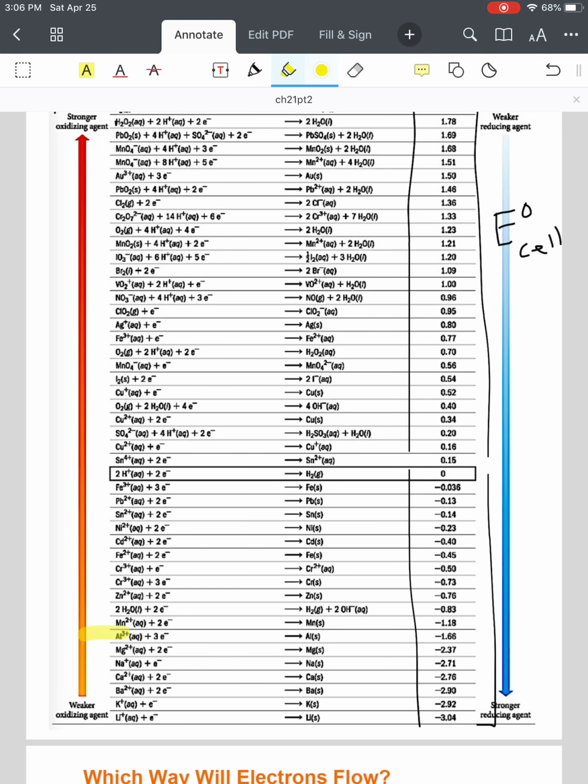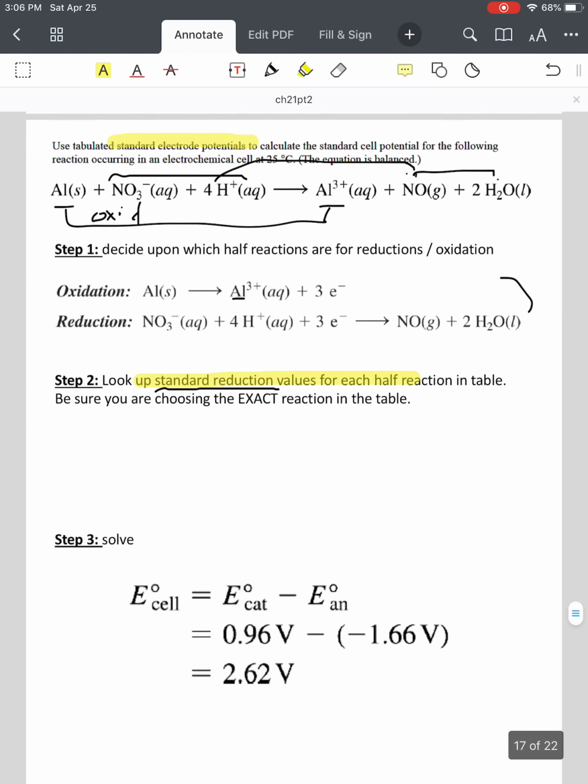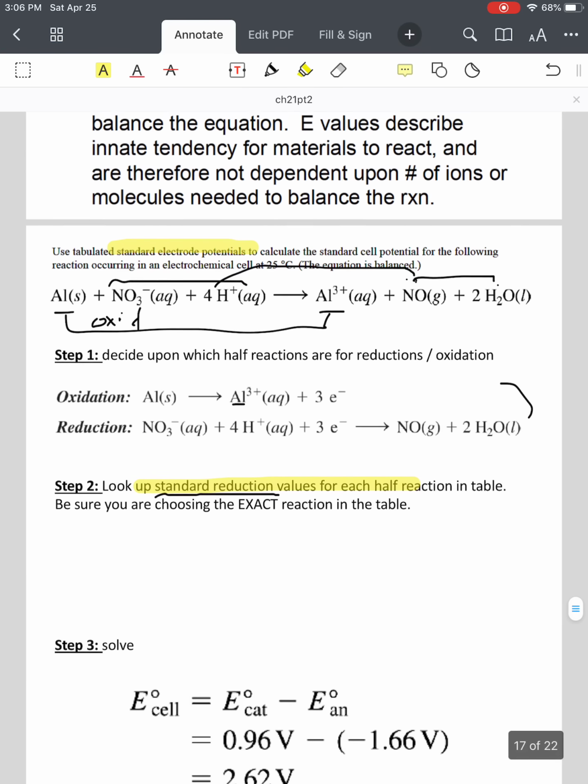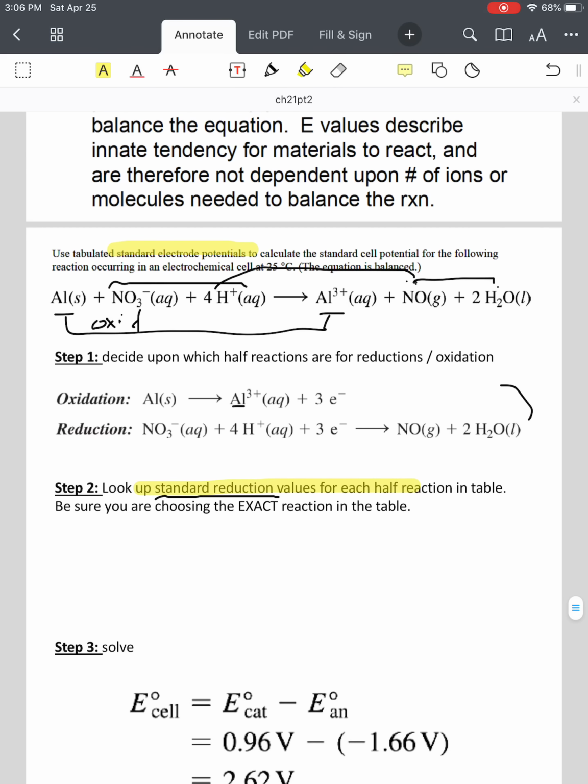And I note that way down here at the bottom, I found an entry for aluminum. Now it's aluminum 3+ aqueous plus 3 electrons making aluminum solid. Is that the one that we want in this problem? 3+ to go to aluminum solid? Yeah, it does involve 3+ and aluminum solid. Now this is written as what? A reduction. In the table, it's a reduction because they're always reductions, but that's the right reaction, okay?